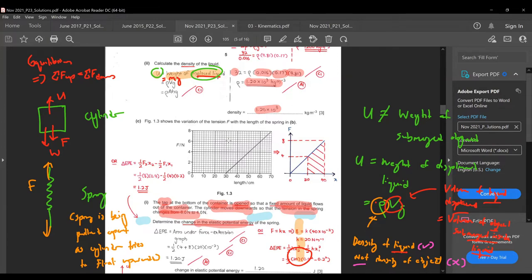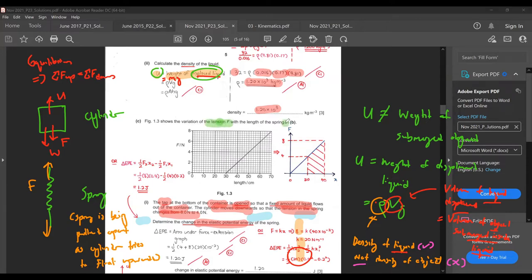Okay, so right now the graph that you have here is showing the variation of the tension with the length of the spring. Okay, so this graph here, you need to be careful a bit. They're talking about length of the spring, not extension or change in length of the spring. Okay, so from this graph itself, you cannot simply find out the energy, because if you look at the question, they're asking you to find the change in elastic potential energy of the spring when you open the tap at the bottom so that a fixed amount of liquid flows out.